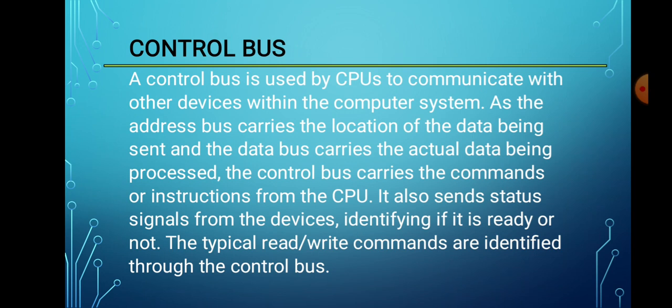A control bus is used by the CPU to communicate with other devices within the computer system. The address bus carries the location of the data being sent, and the data bus carries the actual data being processed. The control bus carries the commands or instructions from the CPU. It also sends status signals from the devices, identifying whether they are ready or not. The typical read-write commands are identified through the control bus.